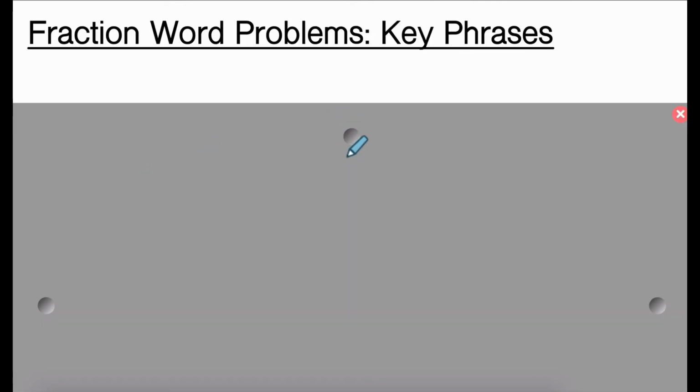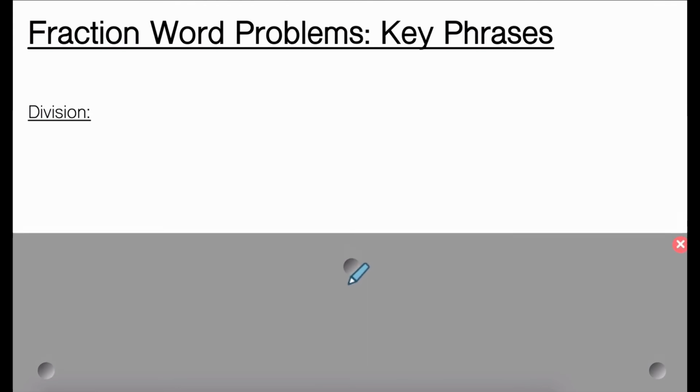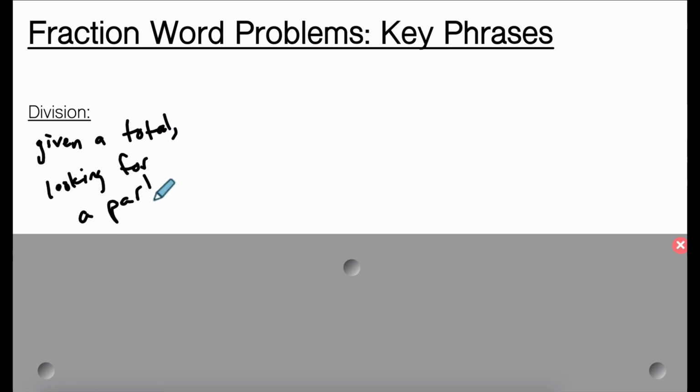The last type of problem obviously would be division. Personally, I think division is probably the easiest to figure out, but it can be a little tricky. What you need to remember with division is you are going to be given a total. I'll write this down. You're given a total, and you're looking for a part. So before you say, this is division, make sure that whatever problem you're dealing with, you're starting with the total amount of something, and you're trying to find a part.